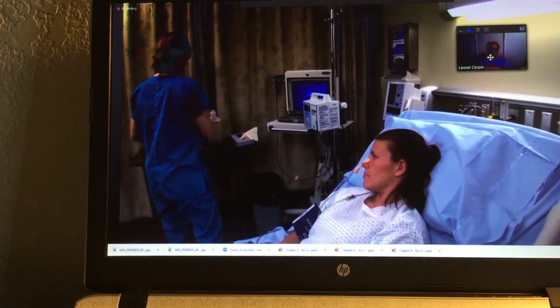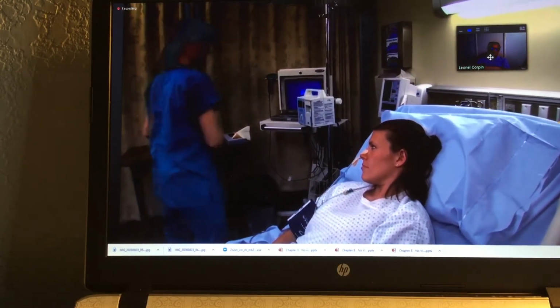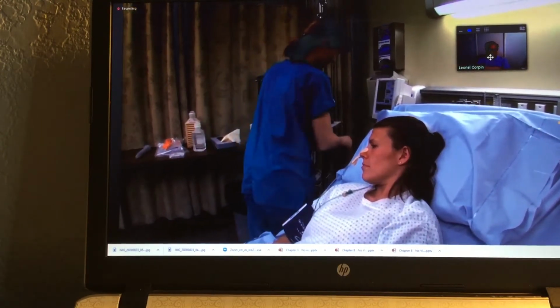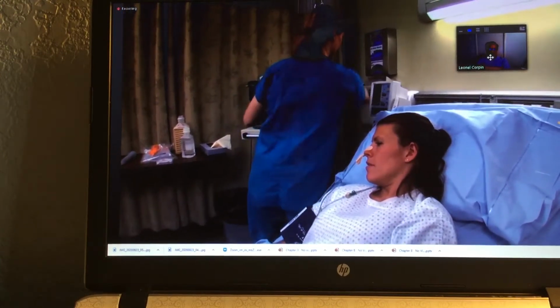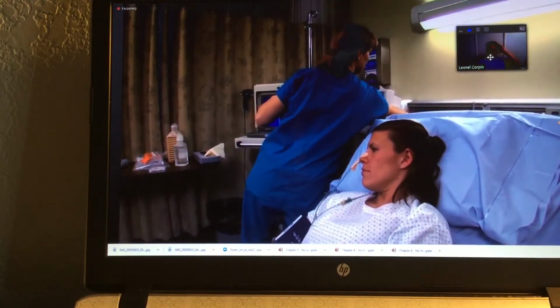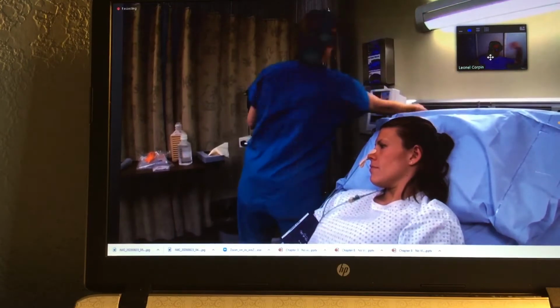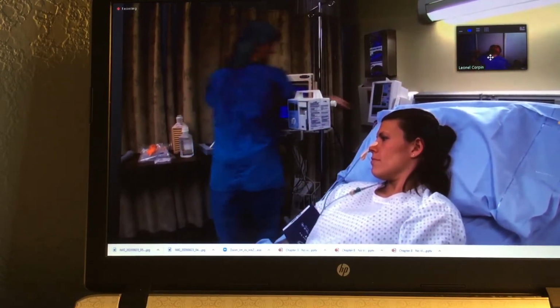Ensure privacy and place your supplies near the client's bedside. Introduce yourself and explain the procedure to the client. Perform hand hygiene.